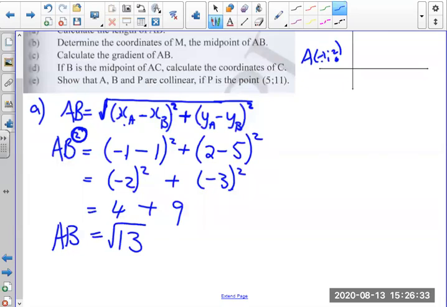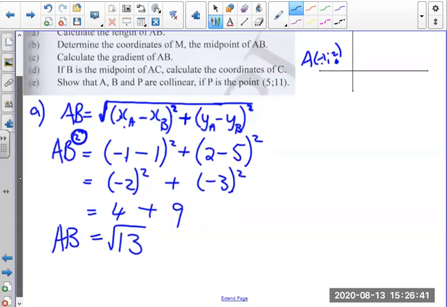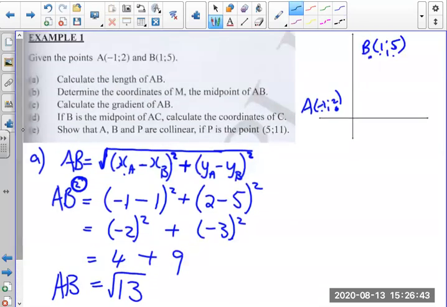Okay, that was number A. For B, they ask you the coordinates of M, the midpoint of AB. So if I look on the sketch, if I connect those 2 points, the length will be square root of 13. Now they want the midpoint. So they called it M in this case. They say M is the midpoint, find the coordinates of the midpoint.